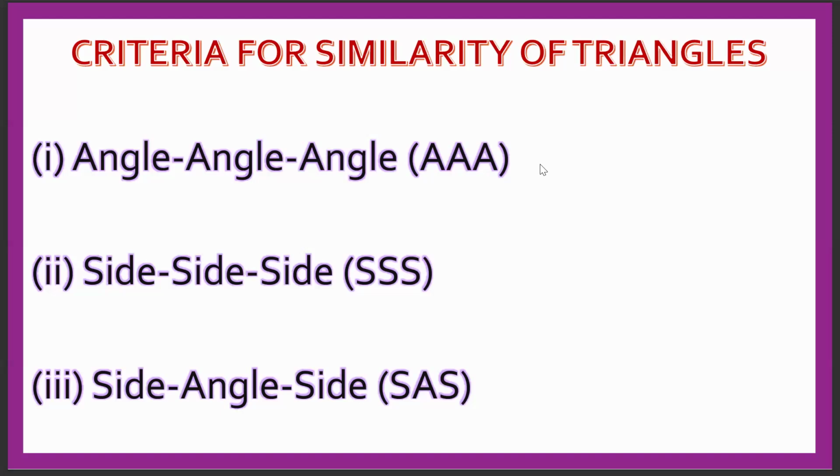And the third one is side angle side. If in triangle ABC and triangle DEF, AB ratio DE is equal to AC ratio DF, and angle B is equal to angle E, that is, if the corresponding side ratios are equal and the angle between the sides is equal, then the triangles will be similar.